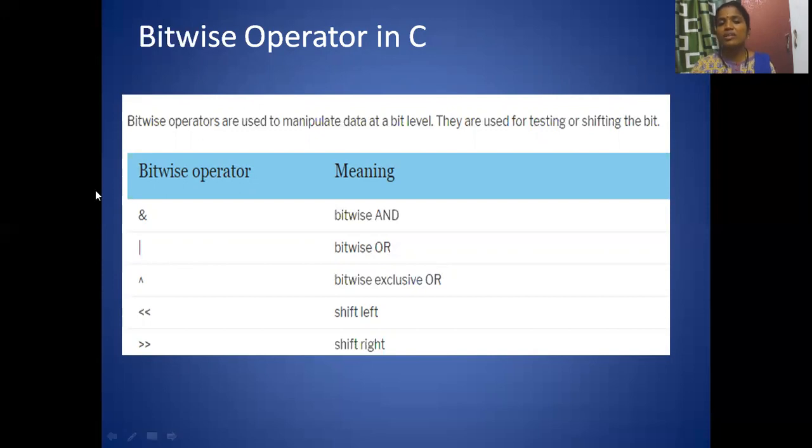So bitwise operators are used to manipulate data at a bit level, because C language supports both low level language as well as high level language. So they are used for testing or shifting the bits, for bit level operations. In a logical operator we use two relational expressions, whereas here we use only zeros and ones. That is the difference.